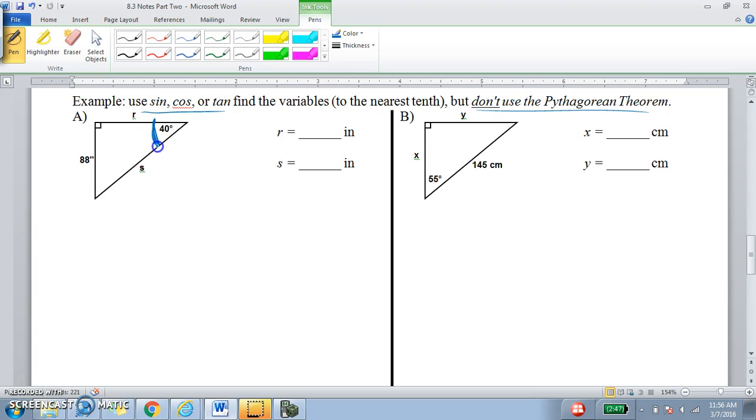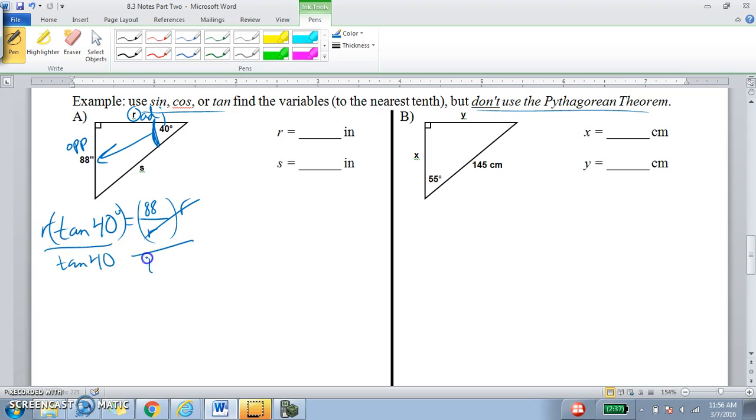So to start off, this is our angle. This given side is opposite from it. If we solve for r first, r is the adjacent side to this angle. So opposite and adjacent, again, is tangent. So tangent of 40 degrees is going to equal our opposite, 88, over our adjacent, which is r. If you're noticing a pattern here, when we multiply by this to get rid of this, then we're going to have to divide by tangent of 40.